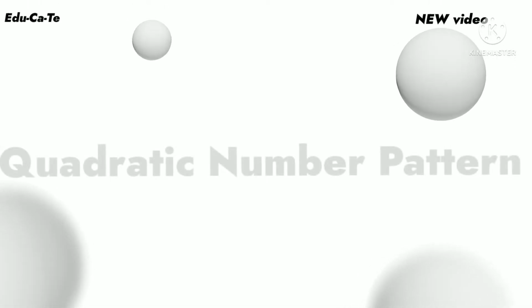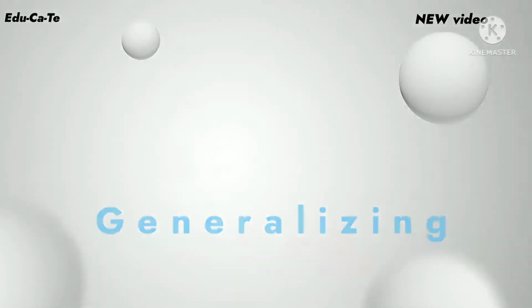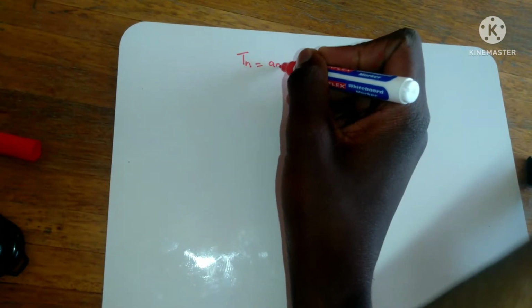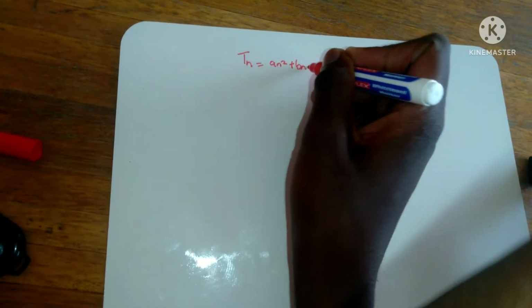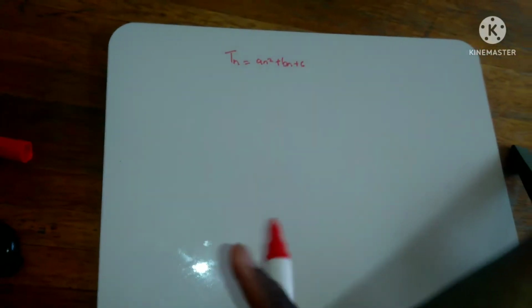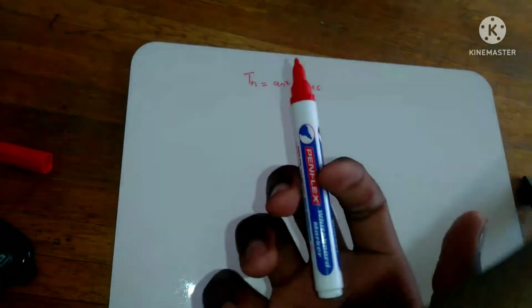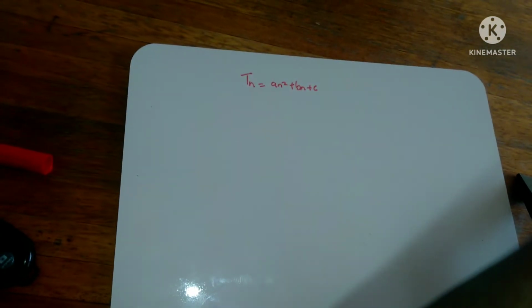Today we're going to be learning about generalizing a quadratic pattern formula. Okay, so a quadratic pattern formula is given by what? Tn is equal to an squared plus bn plus c. Okay, an squared plus bn plus c is the formula, the general rule used to find a quadratic pattern. So this can apply to each and every quadratic pattern you can find.